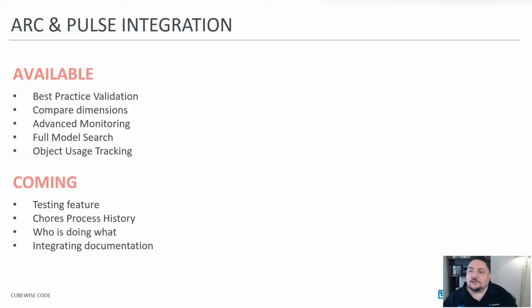Okay, so ARC and Pulse integration, it's available right now. We've got best practice validation, comparing dimensions, advanced monitoring, full model search, object usage tracking, and a few additional things. And coming up, we've got a testing feature, chores, process history, who's doing what, and integrating documentation. In this presentation, I'm going to take you through how to activate ARC Plus, show you the features already included in the current 4.2 release, and give you a bit of a teaser for what's on the roadmap in the next year or so. And if you're a tech nerd like me, it's pretty exciting.